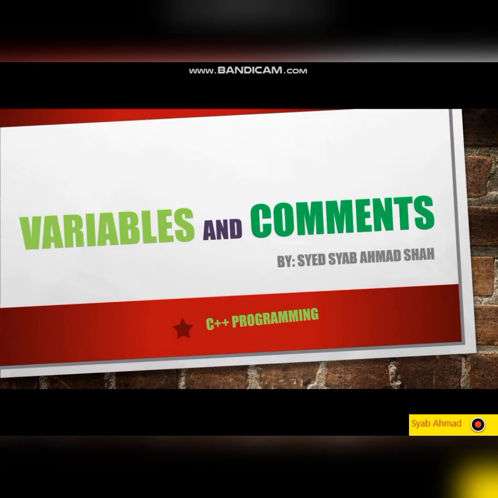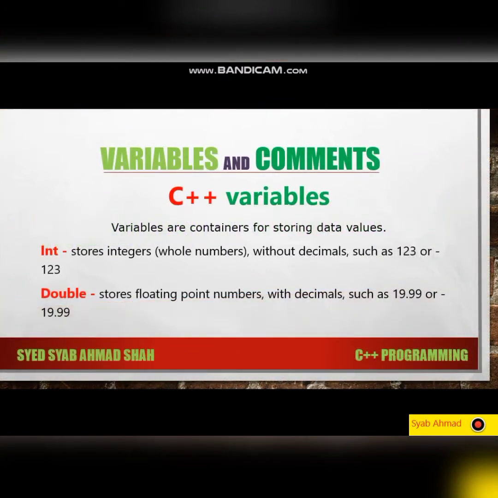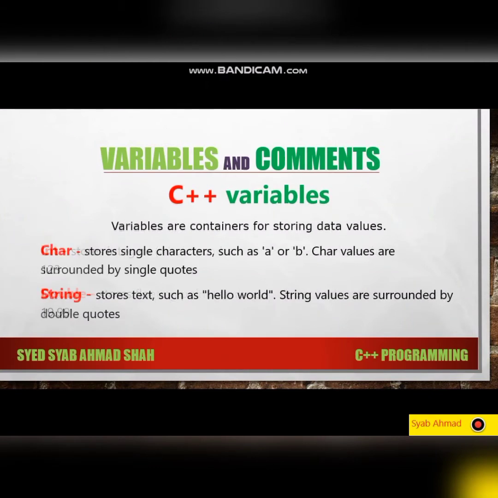C++ variables are containers for storing data values. Int stores integers, whole numbers, without decimals, such as 123 or -123. Double stores floating point numbers, with decimals, such as 19.99 or -19.99. Variables are containers for storing data values.